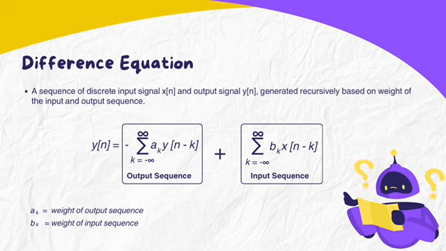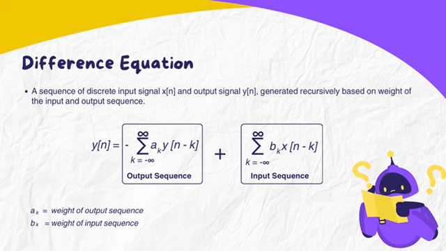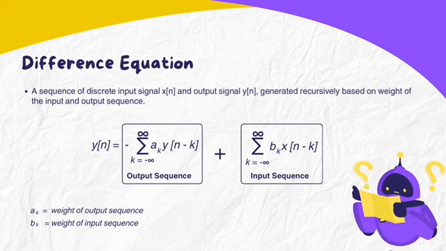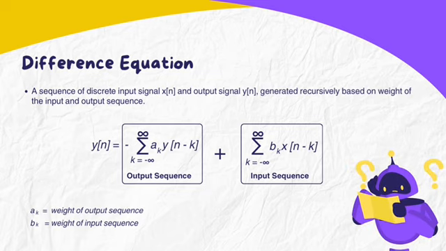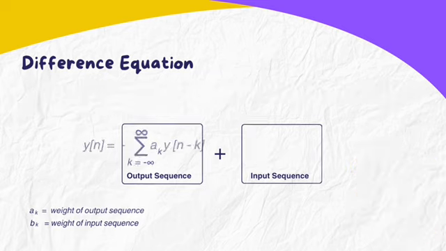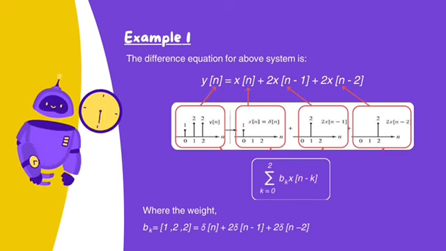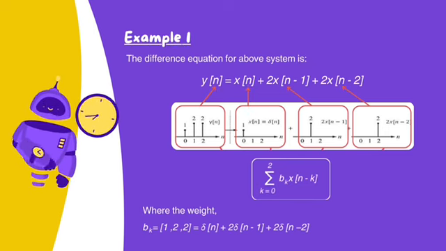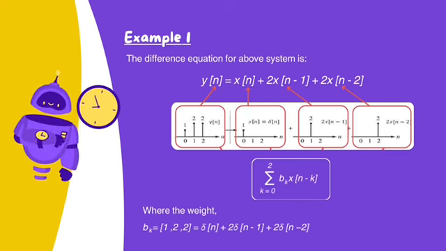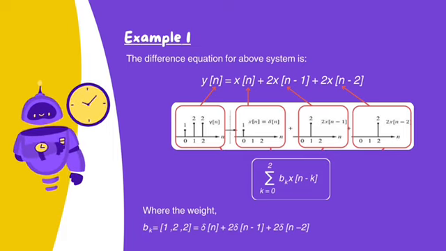The difference equation explains how the system creates each new output value by combining two things. One, previous outputs, each multiplied by a specific weight, showing how important that previous output is. Two, current and previous inputs, each also multiplied by a specific weight. This is an example of a difference equation being used in a system. It shows how the system calculates the output signal by using the input signal with specific weights.